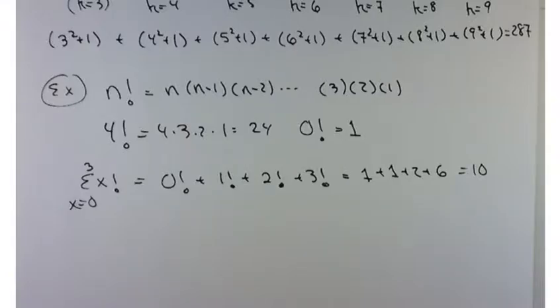3 factorial is 3 times 2 times 1. So 3 factorial will be 6. All right. I appreciate you checking me on that. Thank you.